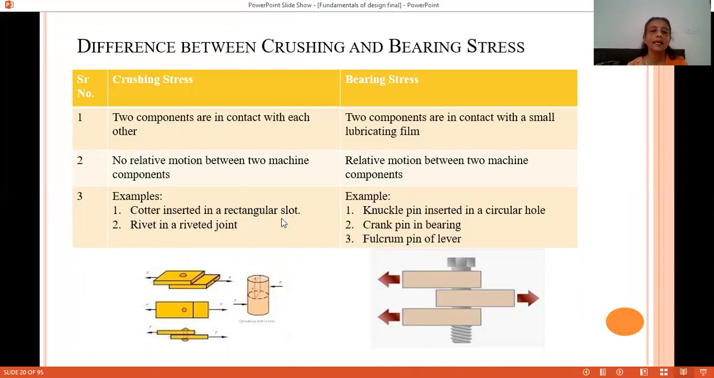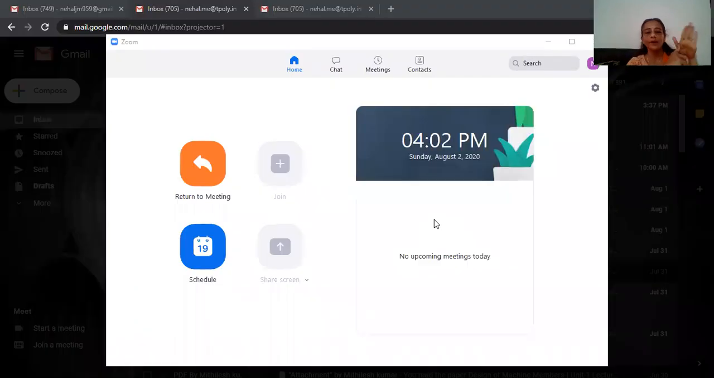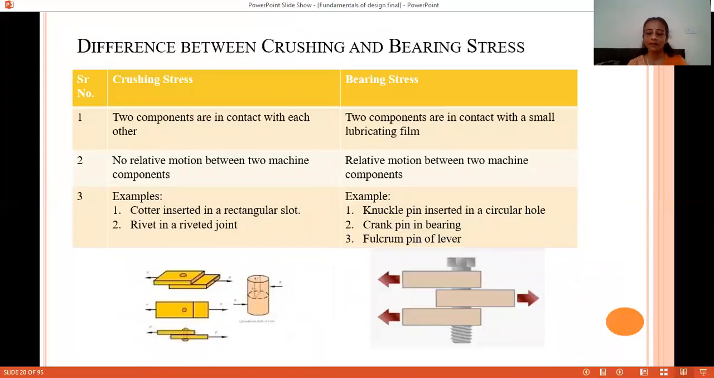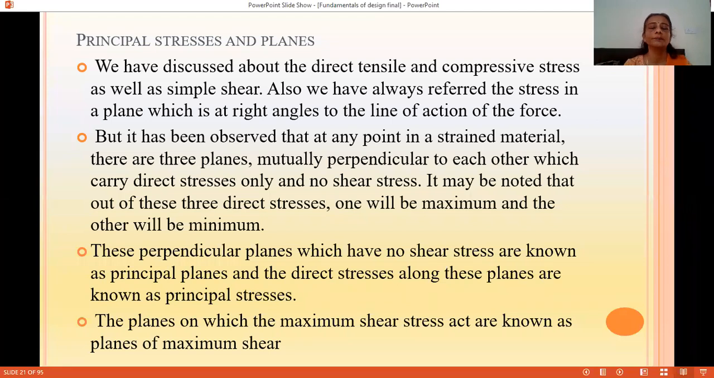Cotter inserted in a rectangular slot. Rivet, as I showed you right now, an example is a rivet in a riveted joint. Here examples are knuckle pin inserted in a circular hole, crank pin in bearing, and fulcrum pin. Whenever we see a lever, there will be a fulcrum pin which will be subjected to bearing pressure.